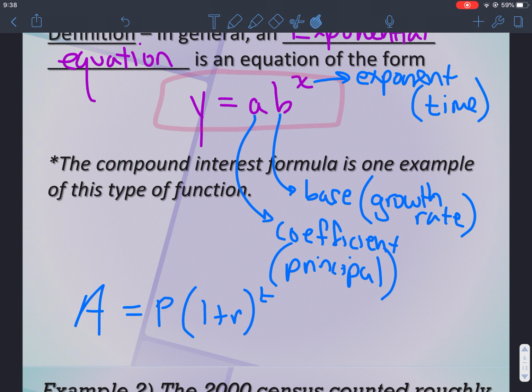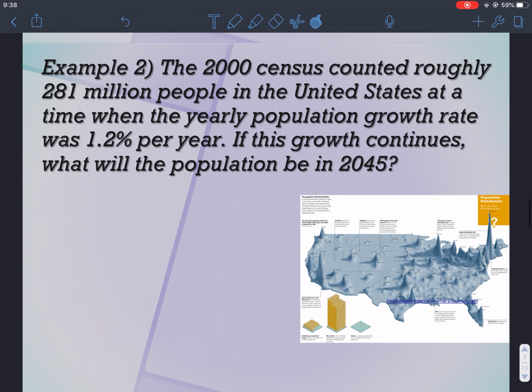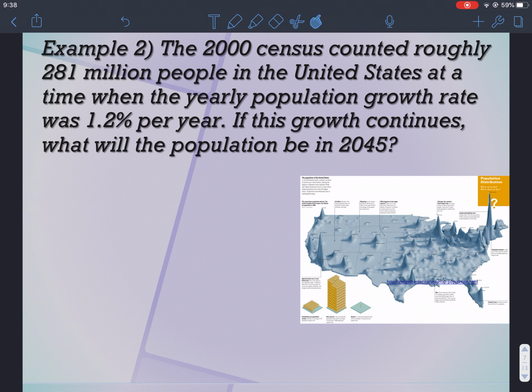A nice application besides finances would be population growth. In 2000, there were roughly 281 million people in the United States. At a time when the yearly population growth rate was 1.2%. If the same growth rate continues every single year, what will be the future population? So you can see that these terms intertwine. Future value, growth rate, what you started with.